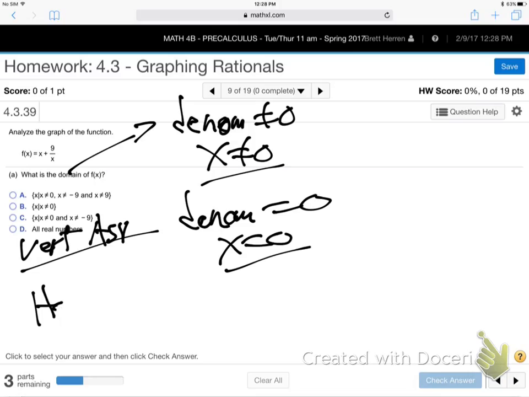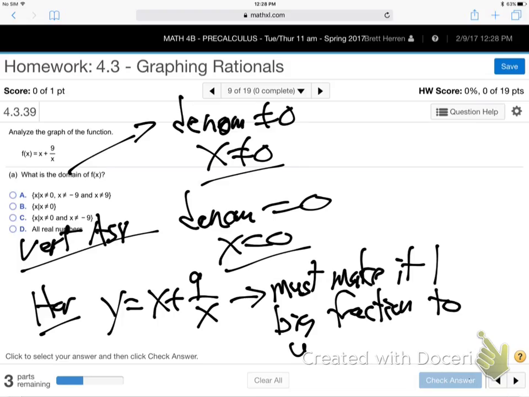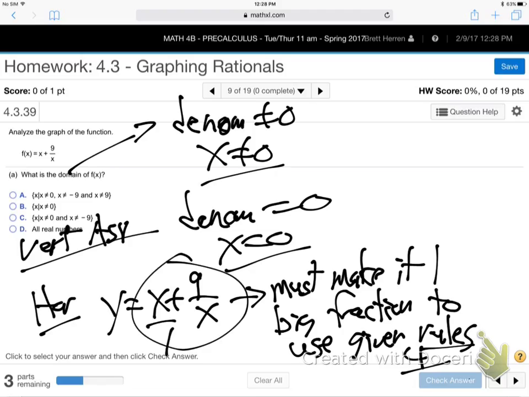And now how about horizontal on this one? You probably aren't noticing it's y equals x plus 9 over x. You must make it one big fraction to use the given rules, the 4 rules I gave you, denominator, numerator, all that. That was when it was one big fraction. I'm going to have to combine these, put this over 1, common denominator, put them together into one big fraction. Then I can use those 4 rules. Does that make sense? I want to make sure I gave you that information.